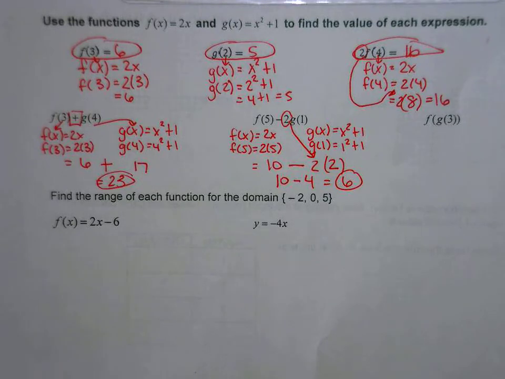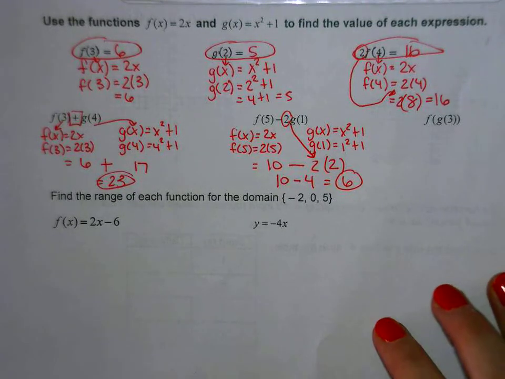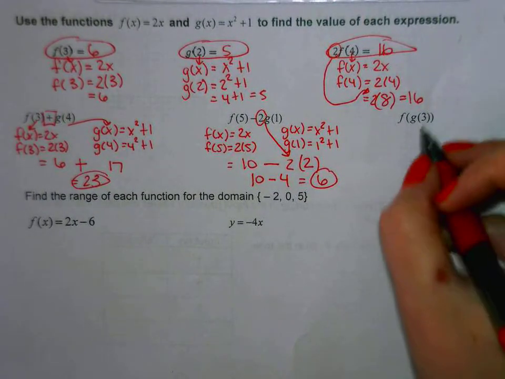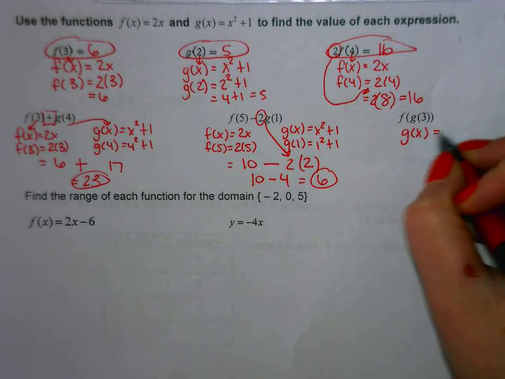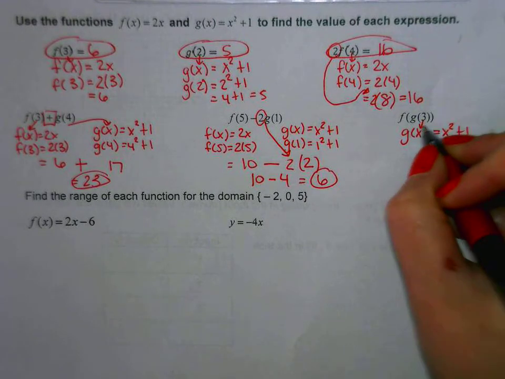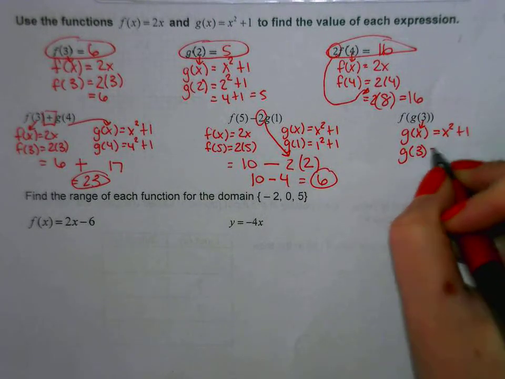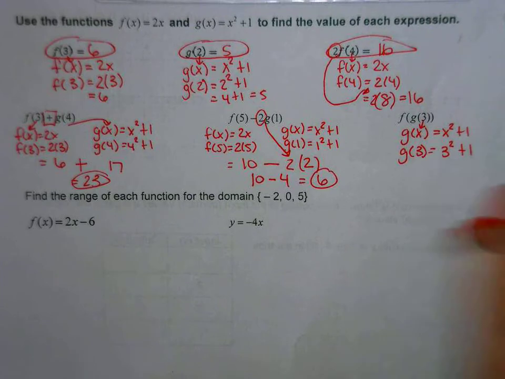So let's look at this last problem. First we want to do the inside. So g of 3 means we're looking at the function g of x equals x squared plus 1. And we're plugging in our 3. So g of 3 equals 3 squared plus 1. 3 squared is 9, and 9 plus 1 is 10.